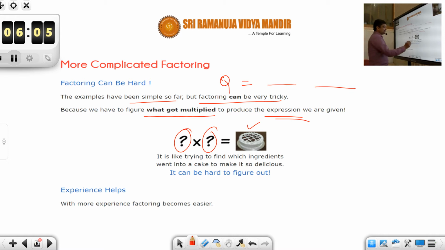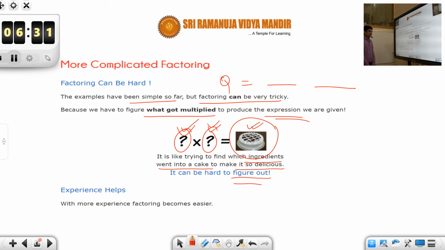So it is like trying to find which ingredients went into a cake to make it so delicious. Just by looking at the cake, by having a taste of it, you should be able to tell its ingredients. So it is the same thing. You are given the entire polynomial, you need to come up with its factors if there are any. So it can be hard to figure out.